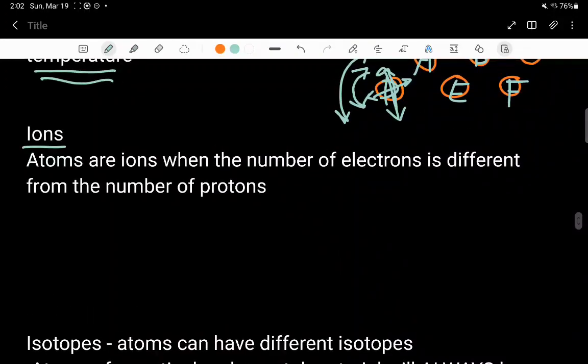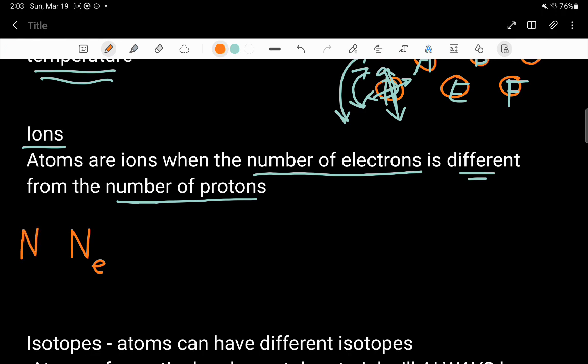Okay, so atoms are ions when the number of electrons is different from the number of protons. So the number of electrons might be designated like this, and the number of protons might be designated like this. And if you do this, like you take the number of protons and you subtract the number of electrons, this is the so-called ion charge.